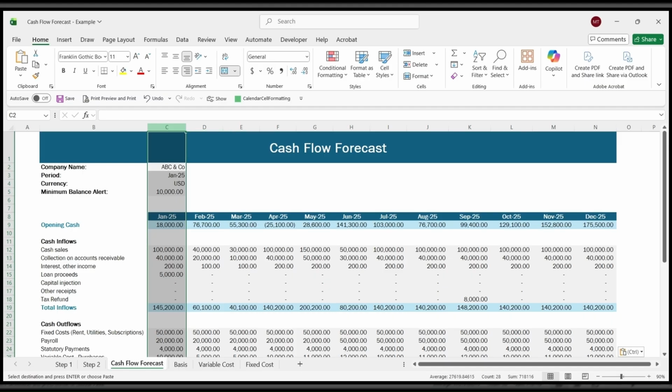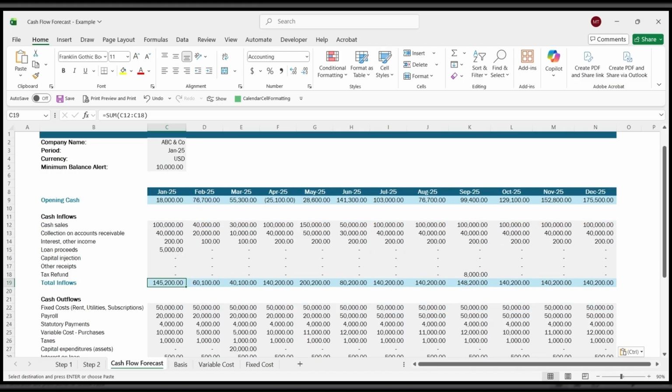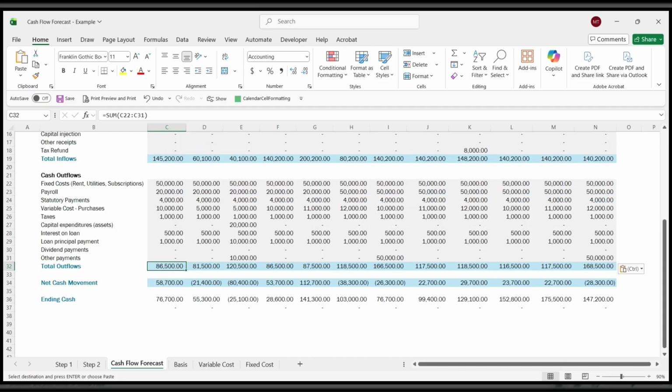If we prepare this forecast exactly after December 2024, then we can put in the actual cash balance as at end of December 2024 as the opening cash of January 2025. Let's say in this case, it's the actual opening cash and it is $18,000. The total cash inflows that we expect to receive in the month is $145,000. The total cash outflow means the total payments that we expect to pay for the month is $86,000.